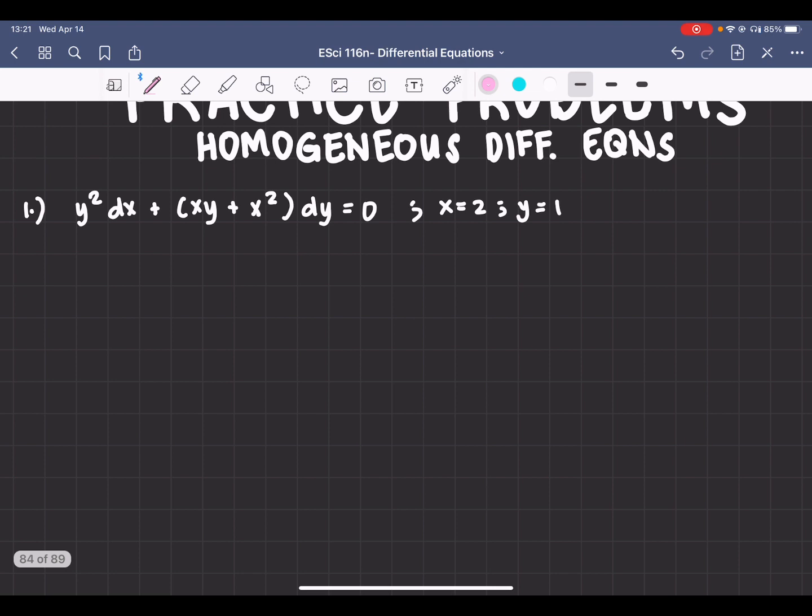So to answer this, let us write the equation again. That's y squared dx plus the quantity xy plus x squared times dy is equal to 0. Now we need to rearrange the equation so that we can get dy over dx. We can do that by putting y squared dx to the right side.